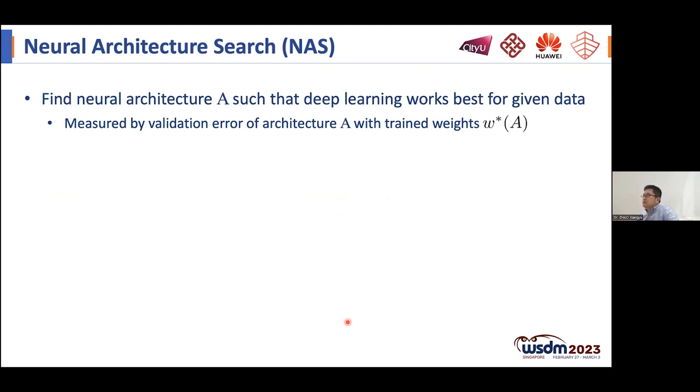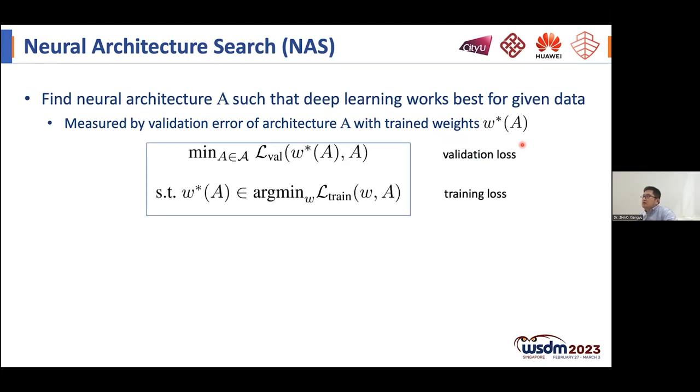So actually, the problem of neural architecture search, or NAS, is to find the neural architecture A such that the deep learning model works best for the given data. It is measured by the validation error of the architecture when you train the weights of that architecture. And I will call these weights w star of A. And then this is a formal problem definition. We are trying to minimize the validation loss of the architecture A with the optimized parameters w star of A. And the optimized parameters means that we optimize the training loss with something like SGD for the particular architecture.